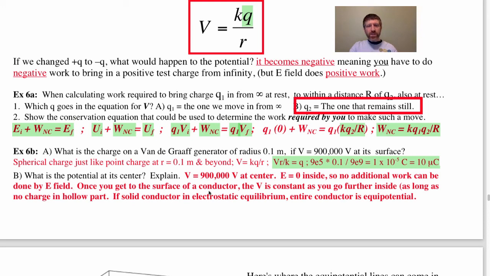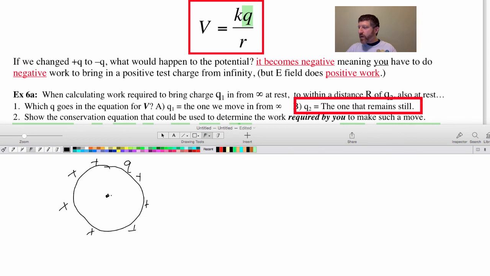Once you get to the surface of a conductor, in electrostatic equilibrium, V is constant as you go further inside, as long as there's no charge in the hollow part. If it's a solid conductor, the potential is constant. Let's call that R equals 0 right there, and we'll call the radius of this thing R.